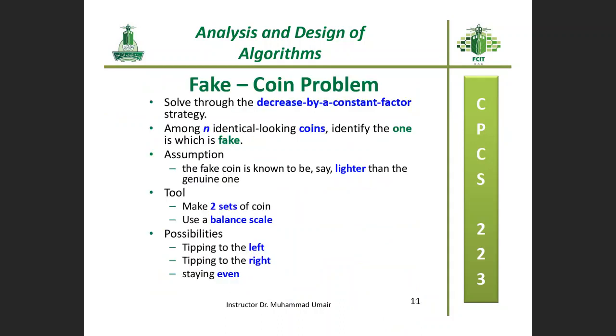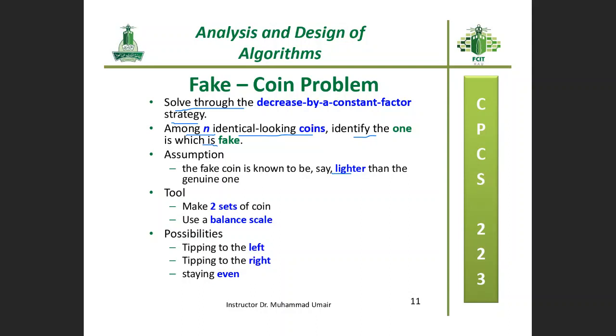Okay, so this fake coin problem, and the main statement is solved through the decrease by constant factor strategy. If you have n identical looking coins, identify the one which is fake. How can you identify the fakeness? That can be only determined by the weight. So we have this assumption that a fake coin will be lighter, even though by looking you cannot distinguish it, but its weight is lighter.